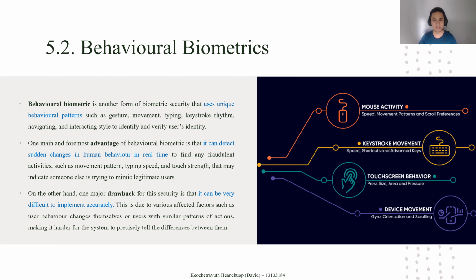Behavioral biometric is another form of biometric security that uses unique behavioral patterns. For instance, gait analysis is another type of behavioral biometric that involves analyzing a person's walking style. This method is most commonly used by law enforcement and border security, but is also currently being explored as a potential authentication method for smartphones. Another potential use case for this method is to detect fraudulent behavior when logging into mobile banking or sensitive data. The main advantage of this method is that it can detect sudden changes in human behavior in real time to find any fraudulent activities.